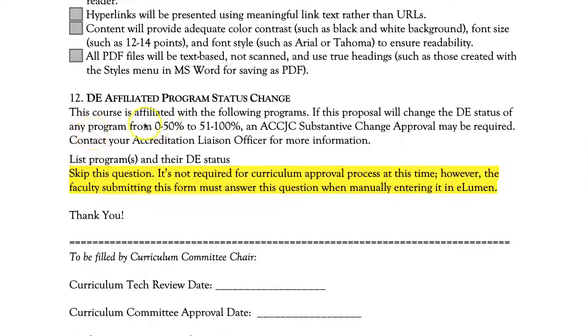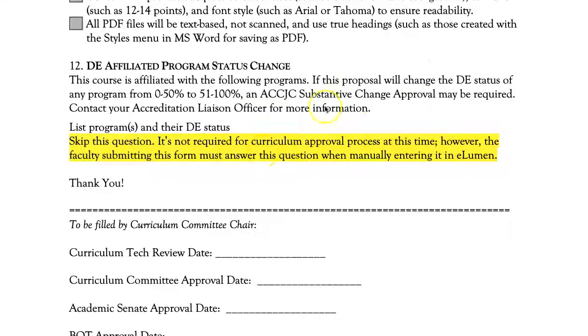And then we'll skip question number 12 right now, but when we put this information into Illumin, the college will take a look at what courses are offered online, and if a program is offered more than 51% online, then we'll need to submit a ACC substantive change approval form, and that process will happen in the future.